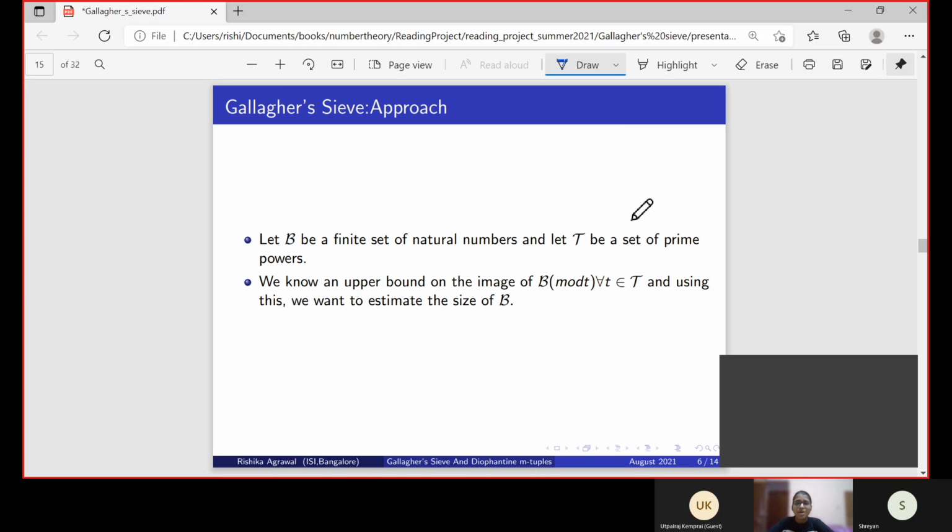Like I said, we know something about the image of the set modulo prime powers, and using the properties of that image, we want to project that back to the original set and see the properties of that set. So we are given an upper bound on B mod T, and using this, we want to estimate the size of B. This is the basic problem of Gallagher's sieve that we want to consider.